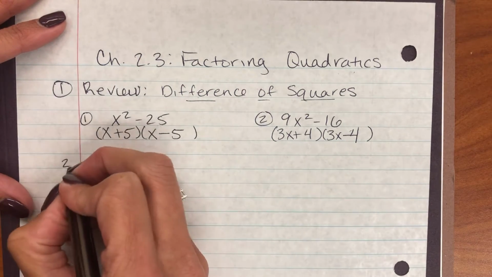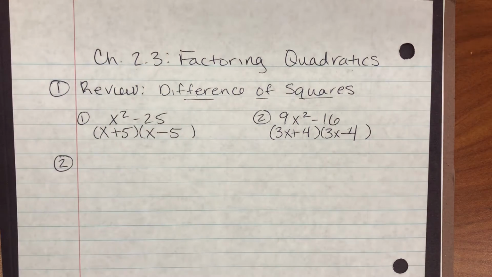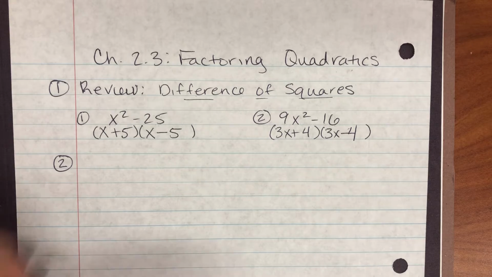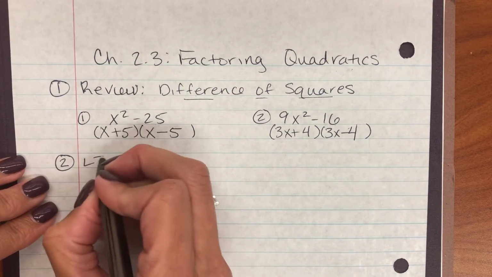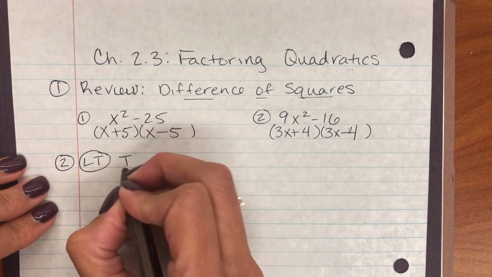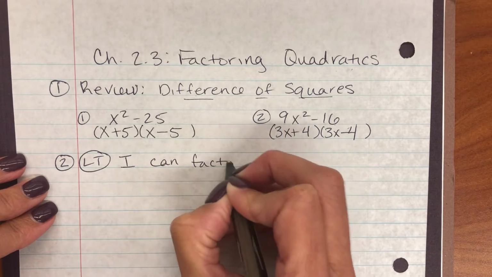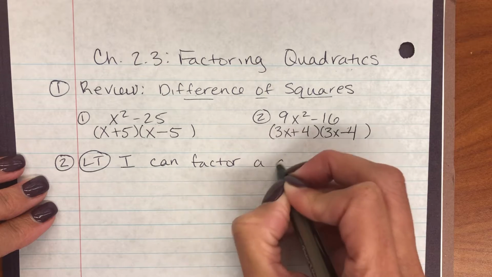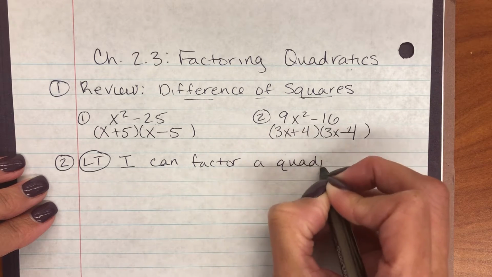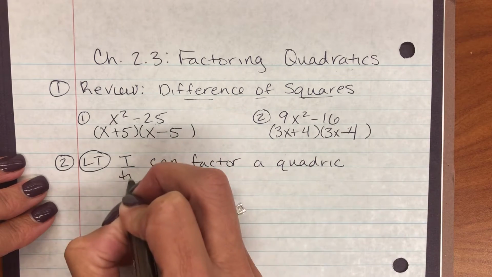Today we're going to learn the second factoring method. So this is factoring a quadratic trinomial. So a trinomial has three terms. So here's our learning target for today. I can factor a quadratic trinomial.